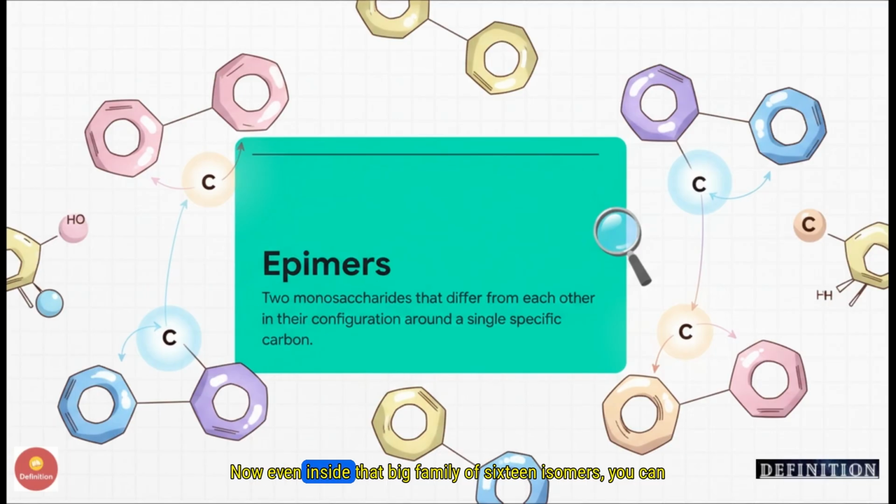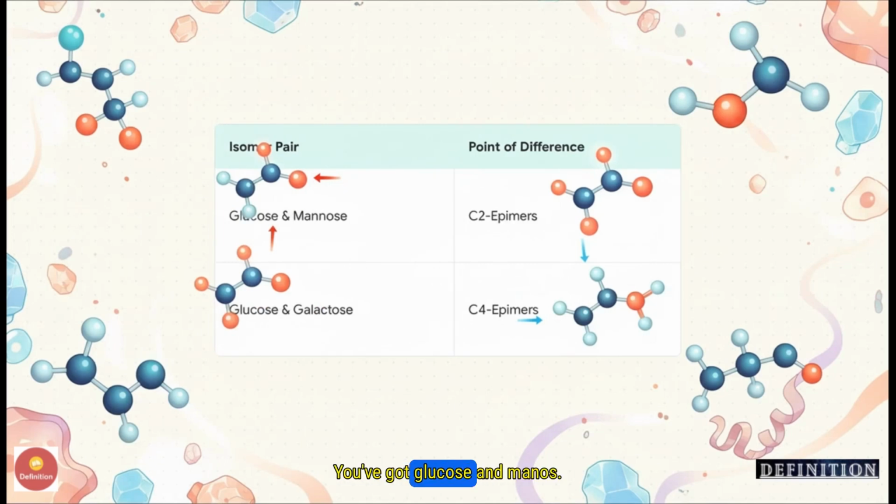Now, even inside that big family of 16 isomers, you can find even closer relatives. Let's look at pairs of sugars that are almost identical. I'm talking they only differ in the 3D arrangement around one single carbon atom. These special pairs have a name. We call them epimers. Check out these examples. You've got glucose and mannose. They're like twins, except for one tiny detail, the direction of the OH group at the second carbon. So, we call them C2 epimers.